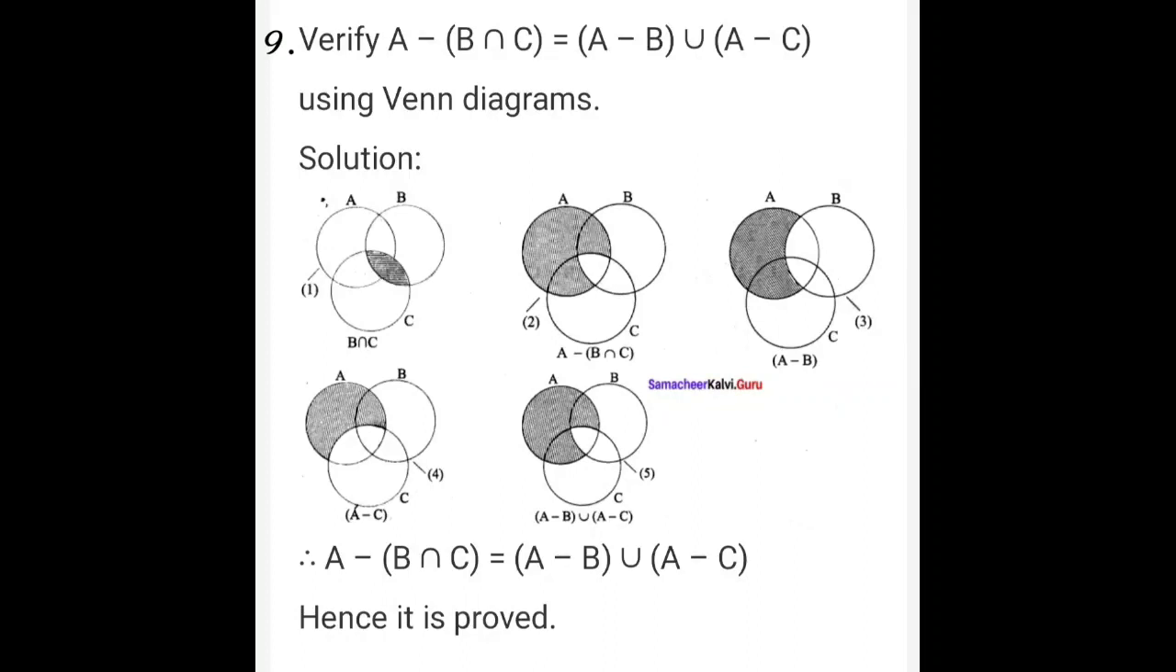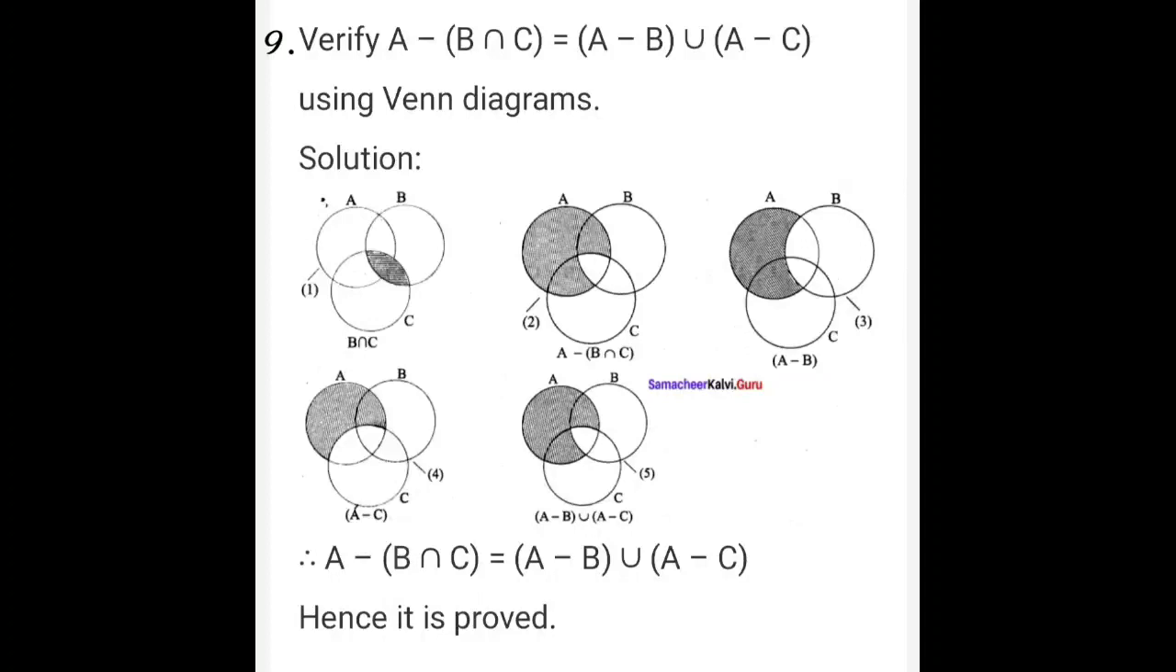Then right hand side, (A minus B) union (A minus C). First step, A minus B: only in A, not in B. So shading A without B. Next one, A minus C. Shading A except C. That is A minus C, diagram number 4. Next one, the union of A minus B and A minus C is shown in the figure.